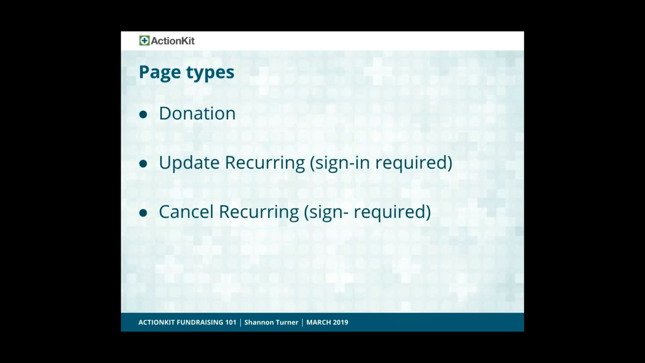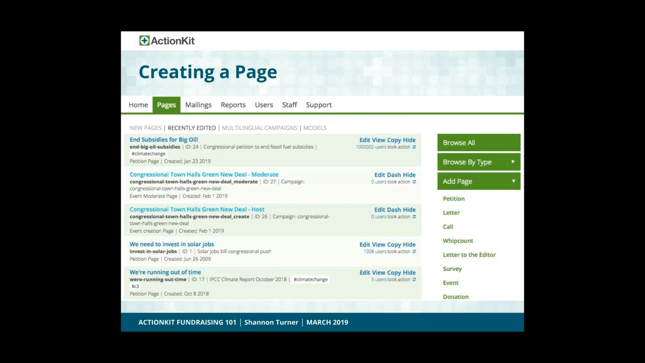The three page types that we're going to be covering today are a donation page, an update recurring donation page, and a cancel recurring donation page. And for those last two, the update recurring and the cancel recurring, those require a sign-in because we want your recurring donors to only be able to update or cancel their own donations. And I'll show you how to use those later on. But first, let's start with the regular donation page.